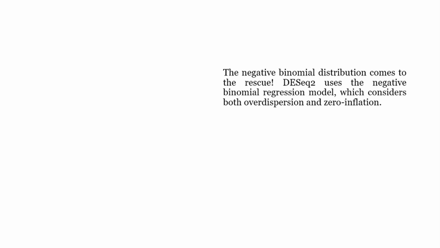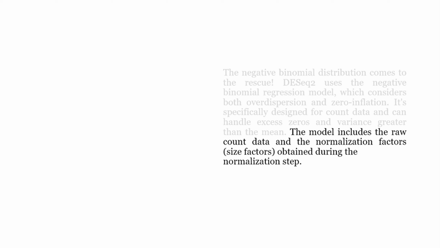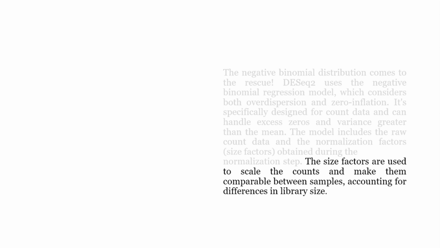The negative binomial distribution comes to the rescue. DESeq2 uses a negative binomial distribution model which considers both over-dispersion and zero inflation. It's specifically designed for count data and can handle excess zeros and variance greater than the mean. The model includes the raw count data and the normalization factors, which are the size factors, obtained during the normalization step. The size factors are used to scale the counts and make them comparable between samples, accounting for differences in library size.